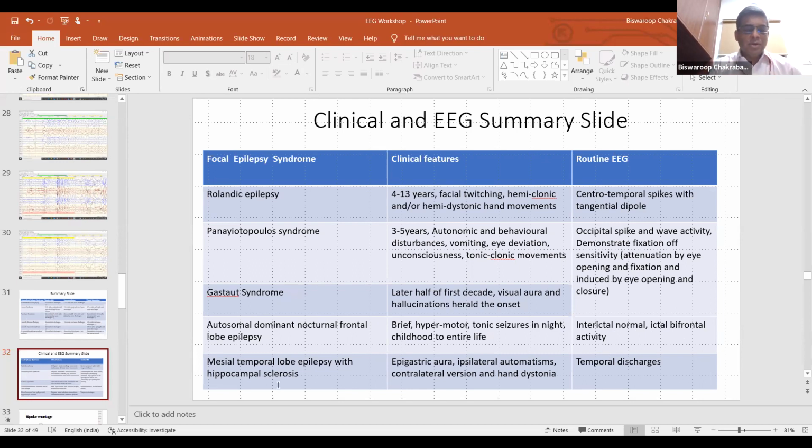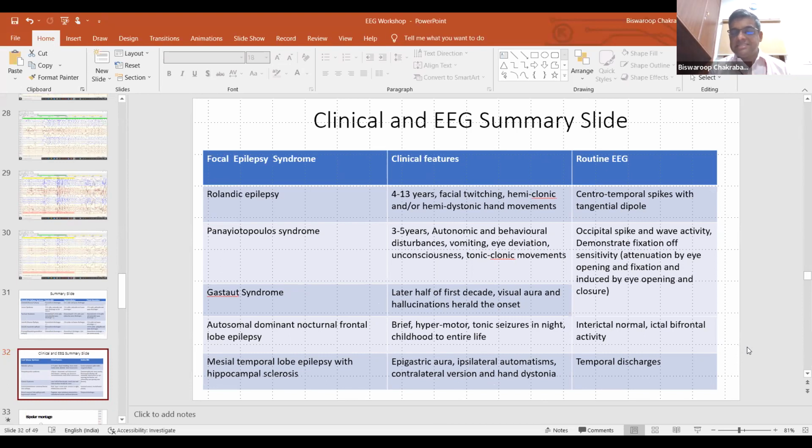ictal record. Then one more entity, an epilepsy syndrome associated with MRI abnormality: mesial temporal lobe epilepsy with hippocampal sclerosis. You have the classical epigastric aura. You have ipsilateral automatisms and contralateral version and hand dystonia. Once the discharges spread to the frontal lobe, these motor manifestations are seen contralaterally, and you see temporal discharges. So this is just to sensitize you.